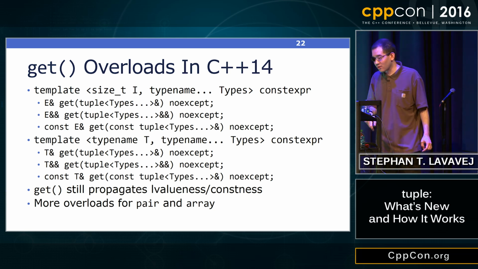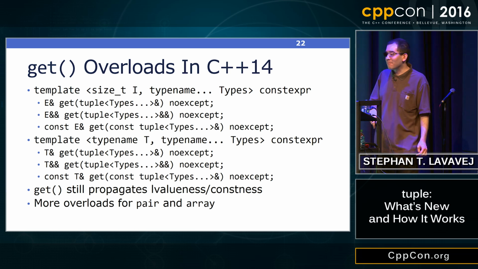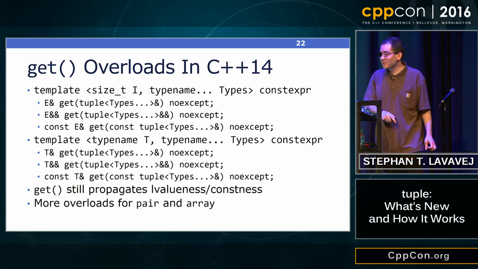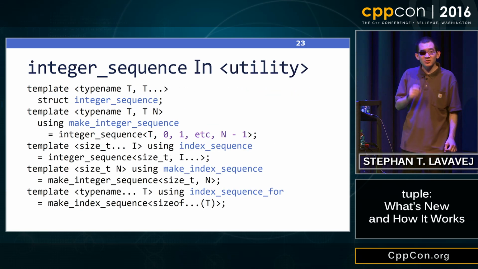And of course, there's overloads for pair. There is no get by type for array for obvious reasons. It only has get by index. But I didn't really have bullet points for that there. So integer sequence.